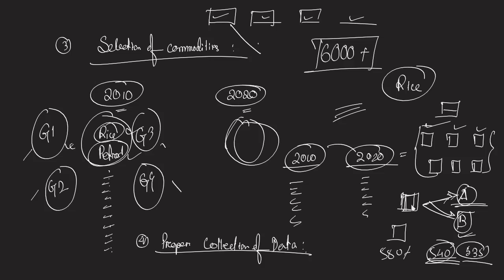So you have to properly collect data from each and every pointer, only then you will get a proper index, right? You can know how much change has happened. So these are some points that you should remember while constructing an index number.